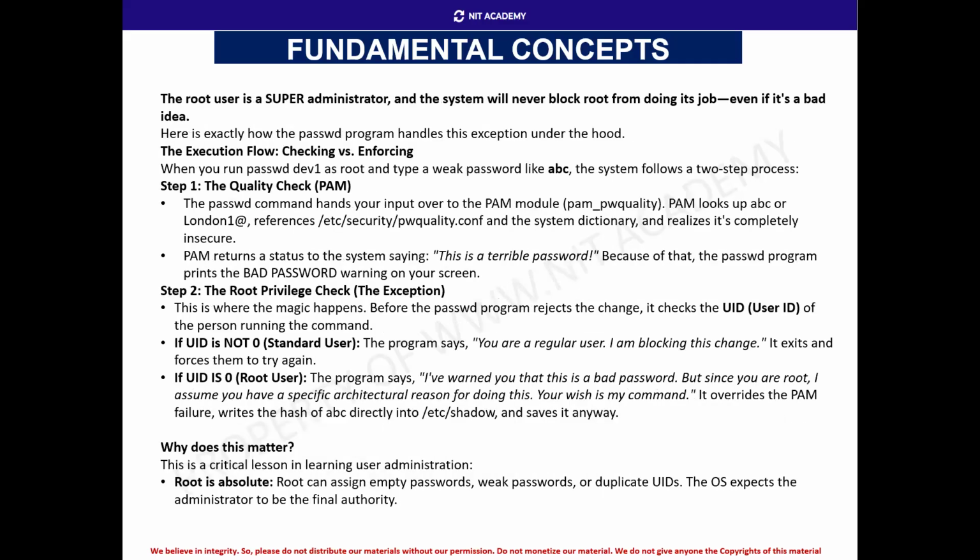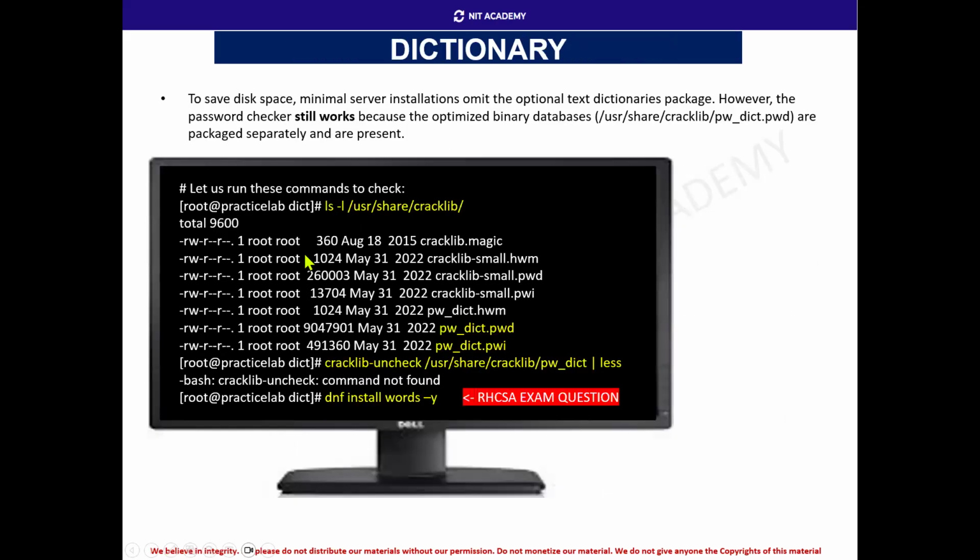So let's go forward. The password command hands your input over, and it looks up ABC or London1@ inside here. But let's make your life easier. If you do a listing of /usr/share/cracklib, you'll find there is something called a dictionary password file. This is an RHCSA exam: you have to do the DNF install words. Don't be confused, I'm only installing a dictionary here.